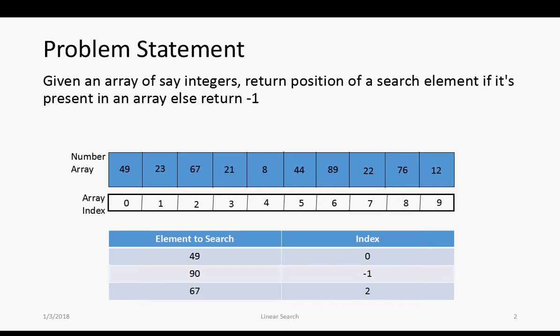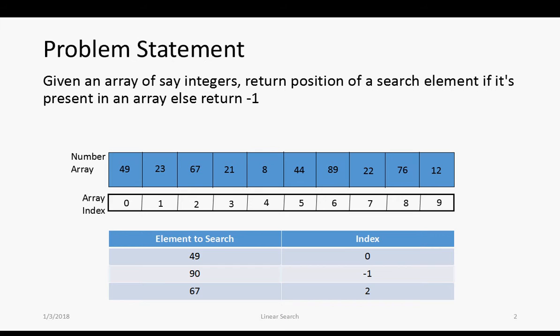The element to be searched is 49. Linear search will start from array index 0 and check whether the element at index 0 is 49 or not. Does that match? Yes, it matches. Hence it will return index 0. While if the number is not present, as per the problem statement, it is going to return -1. As can be seen, 90 is not present in the array.